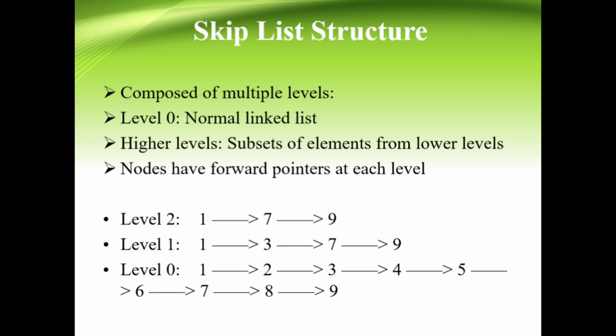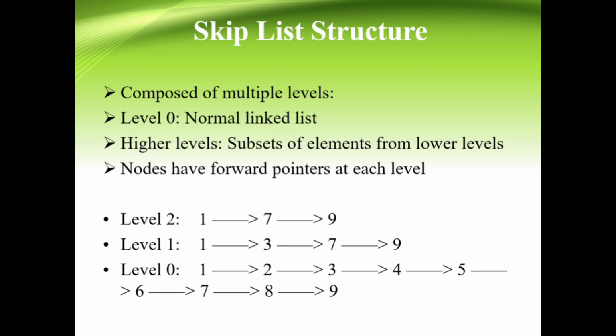These are shortcuts or express lanes that allow us to skip over many nodes at once. Each node in a skip list has forward pointers, which allow it to point to the next element in a particular level. So the more levels a node appears in, the more pointers it has. Okay, let's just look at the example here. Level 0 contains all the numbers like 1 to 9, and level 1 contains fewer numbers like 1, 3, 7, 9.